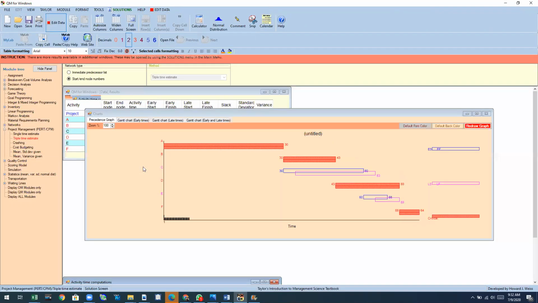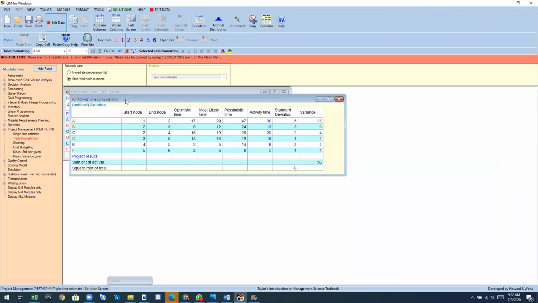And activity time computation, these are the activity time computation. Okay, this is the variance for each of those activity. You can calculate the standard deviation by square rooting the variance. This we have done that. Yeah. Now let me go back.